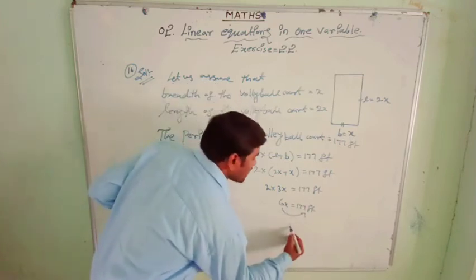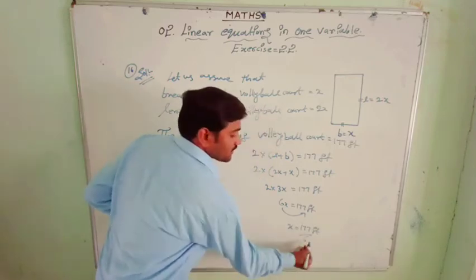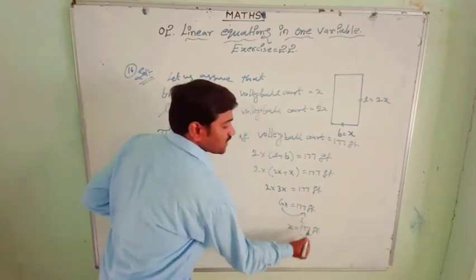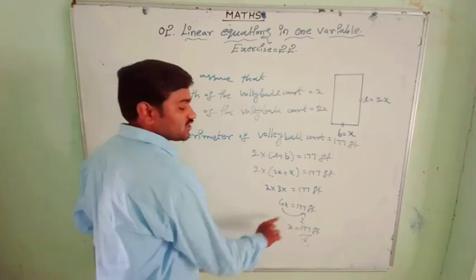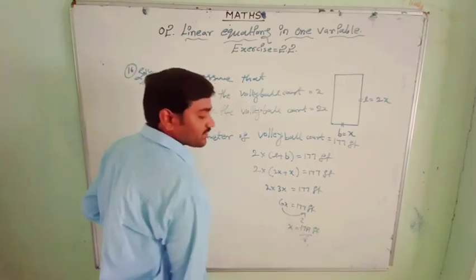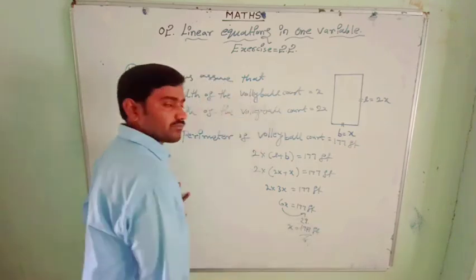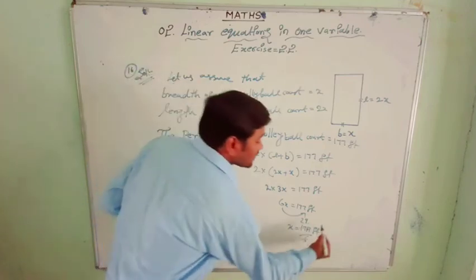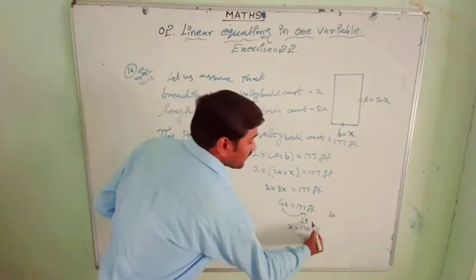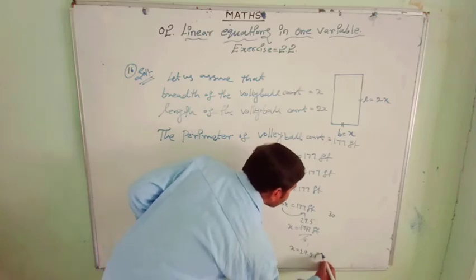This 6 will transfer to this side. x equals 177 by 6. 6 ones are 6, 6 twos are 12, 6 threes are 18. It is not possible, so here 5 left, that is 57. 6 nines are 54, that is 3 left again. That becomes 30. 6 fives are 30. So x equals 29.5 feet.